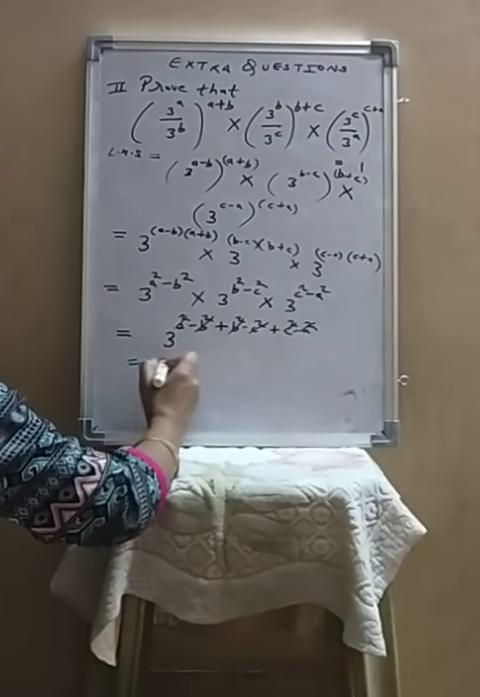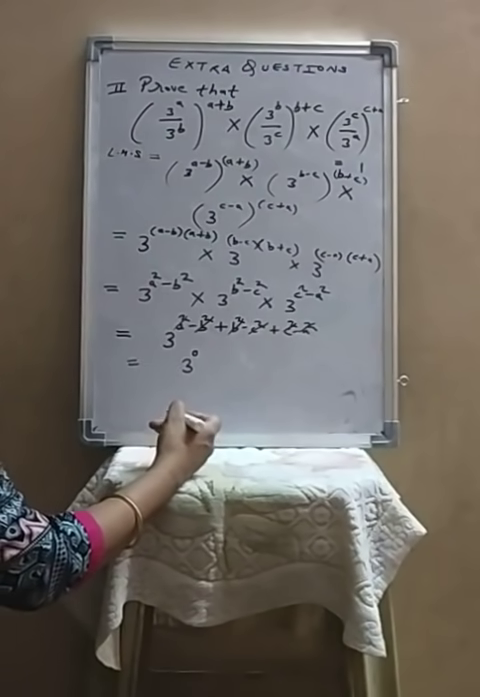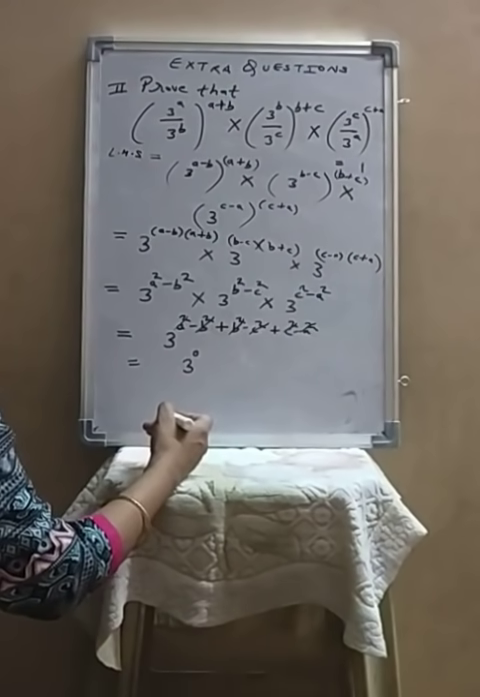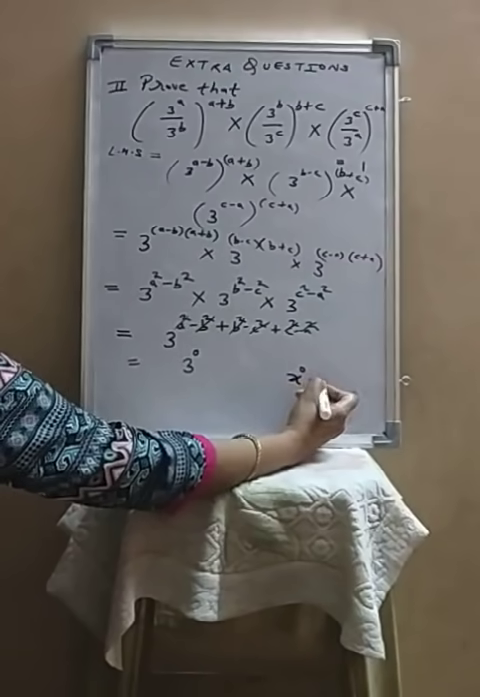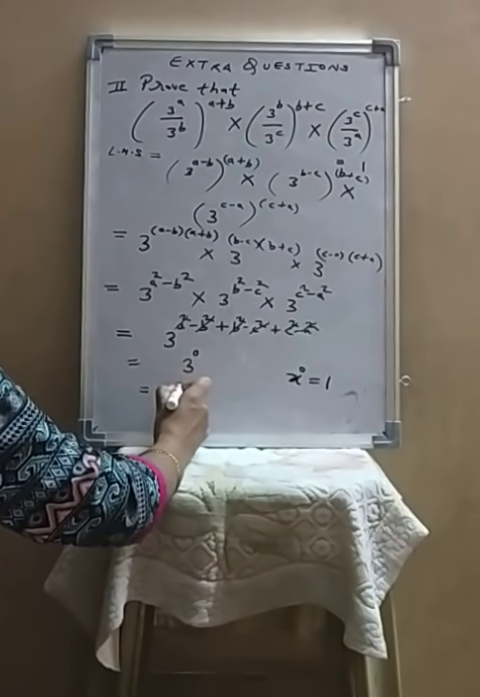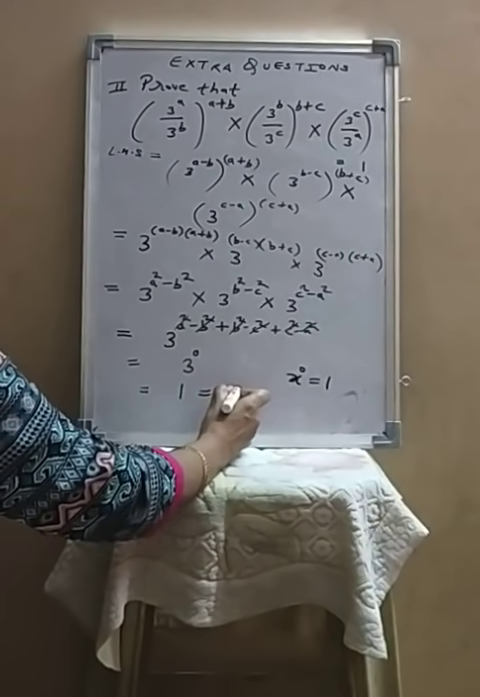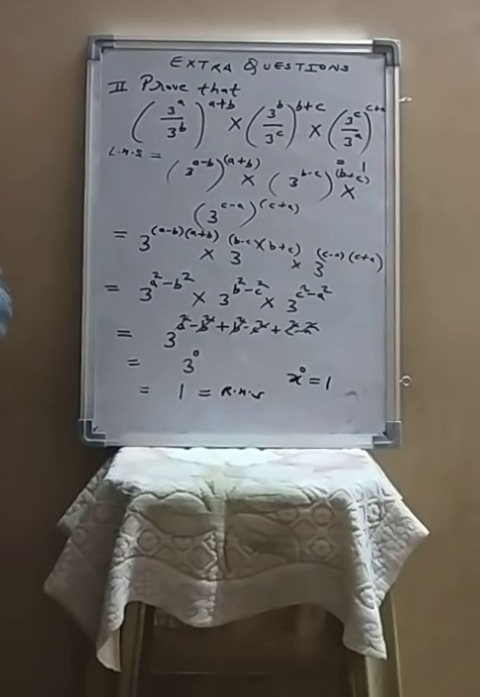So finally I got 3 raised to the power 0, and this is again another law which you already know, that any number, here we can say that any real number raised to the power 0 gives you 1. So using this law, I can write it as 1. Now this is equal to our RHS. So we have proved that LHS is equal to RHS, hence it is verified.